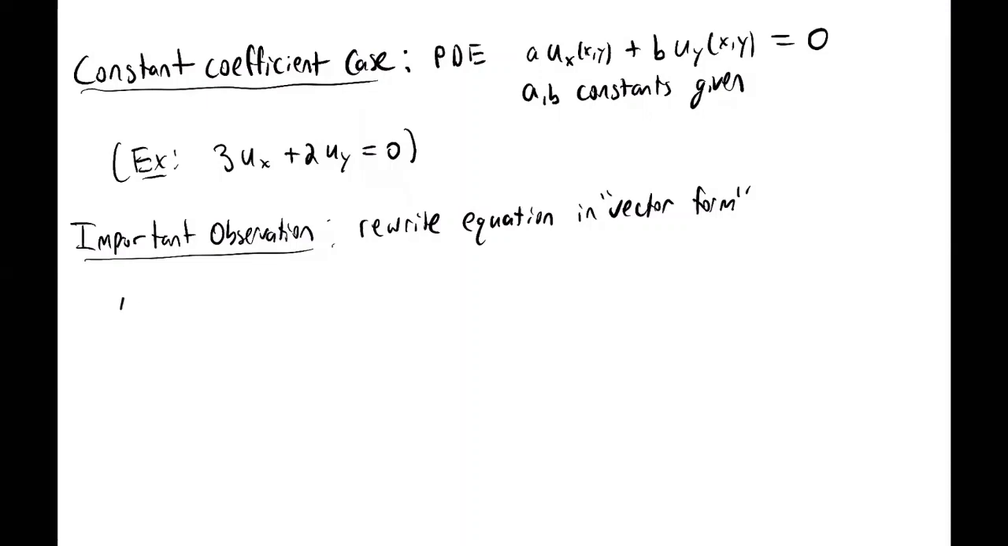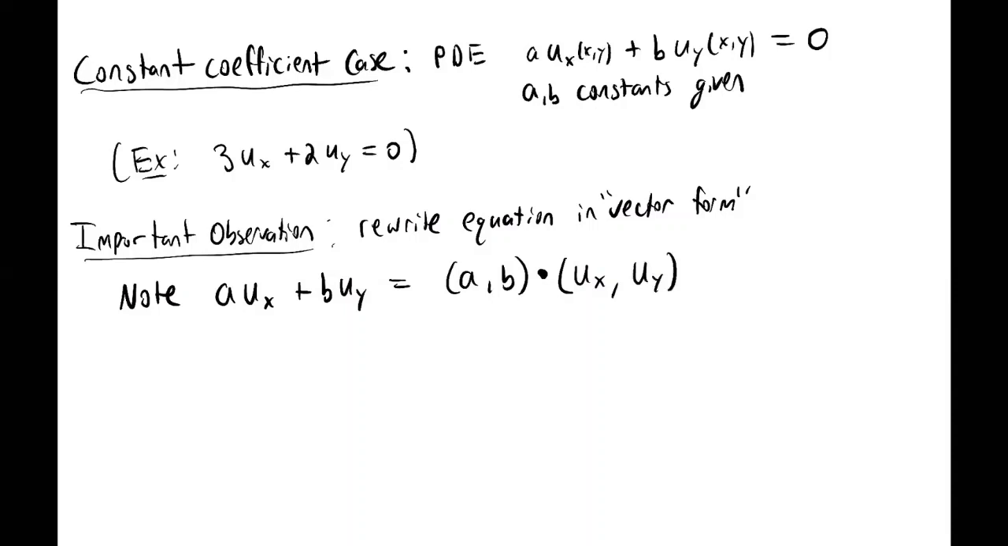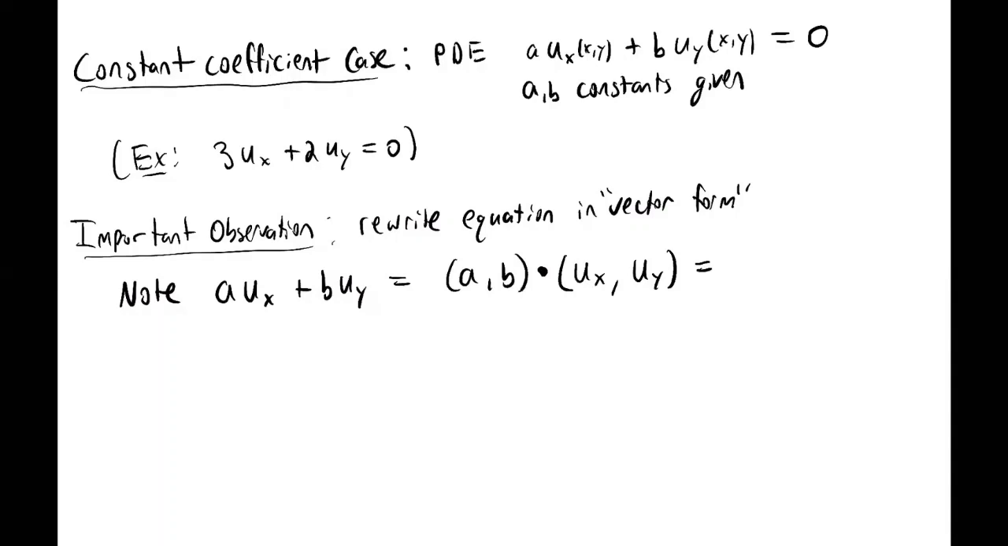So notice that if I look at the left-hand side of my equation, which is a times ux plus b times uy, I can write this as the dot product of the vector where I have a and b in the first component times the vector where I have the derivative of u with respect to x in the first component and the derivative of u with respect to y in the second component, right? And so if you remember back from multivariable calculus, this is a special and important type of object, which is called the directional derivative, right?